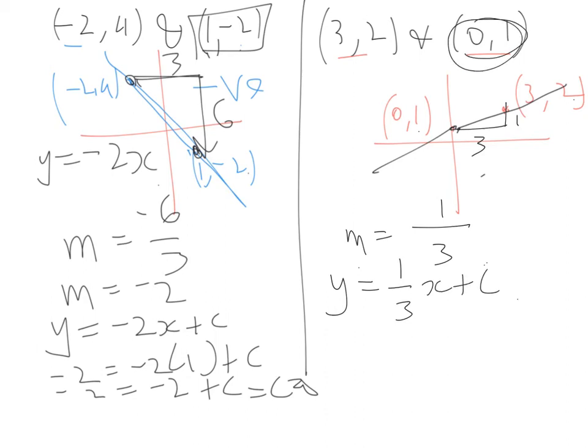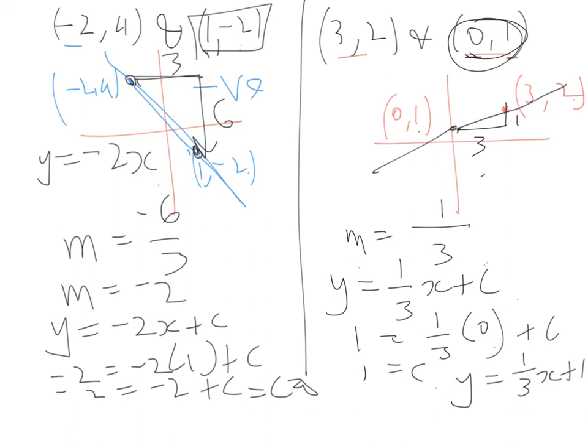Once again, to find y equals 1 over 3x plus c, we're going to use this point here where x equals 0, y equals 1. So we're going to say 1 equals 1 over 3 times 0 plus c. Now, 1 over 3 times 0 is 0, so 1 equals c. So our equation is y equals 1 over 3x plus 1. We can also say that it's plus 1 because we've got that intercept there. So that's all we do.